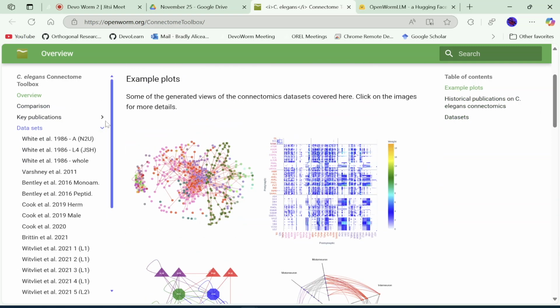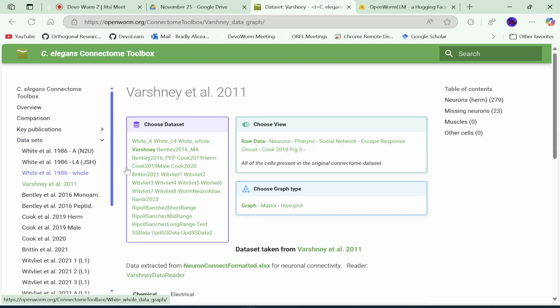We have access to the data sets here. I think you can get to the actual data set here. Okay, so this is like a stub for the data set. We actually have XLS files, or Excel files. I think there are also data readers and things like that available from different sources.